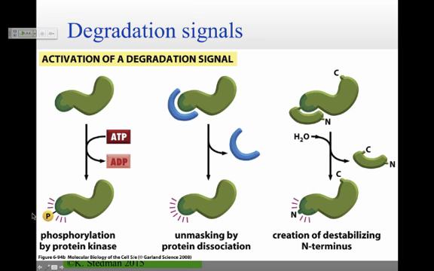How does that happen? It happens through phosphorylation. So phosphorylation leads to a change in the structure that now can associate with one of these E3 proteins, leading to protein degradation. These are just a couple of other examples here.